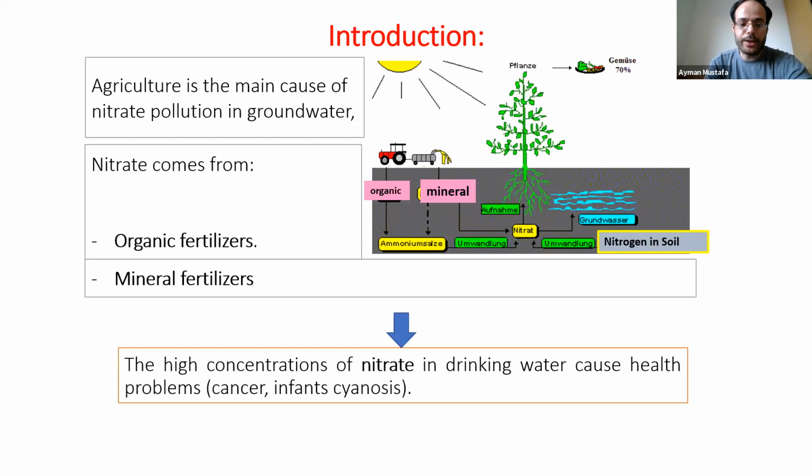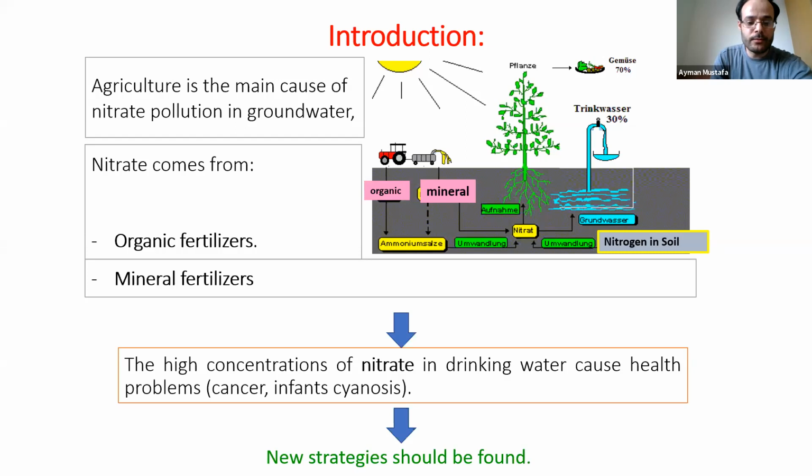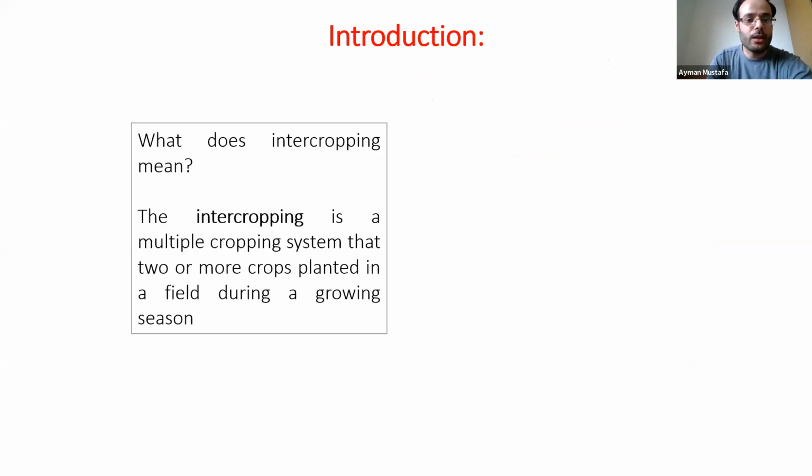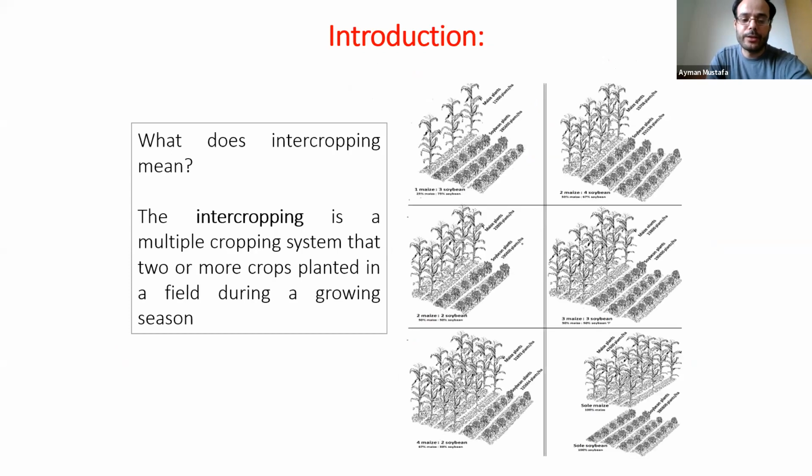This high concentration of nitrogen in drinking water can cause some health problems like cancer and infant cyanosis. That's why we should find some strategies in order to solve this problem. But first, we should know the meaning of intercropping. Intercropping is to grow different crops at the same time in the same area.